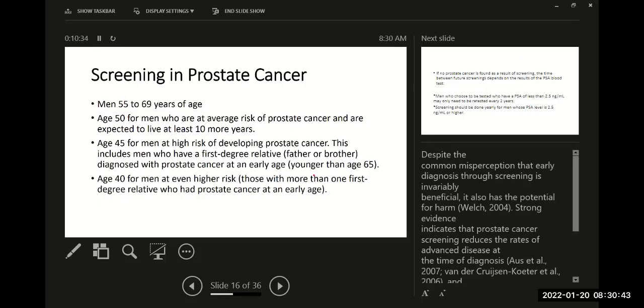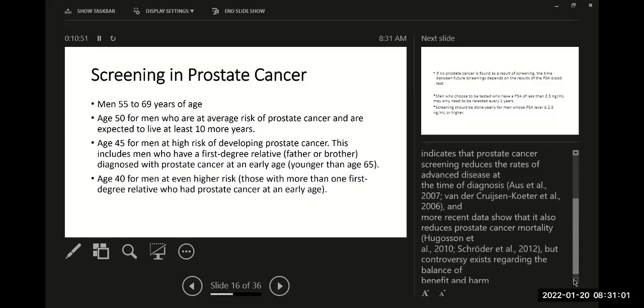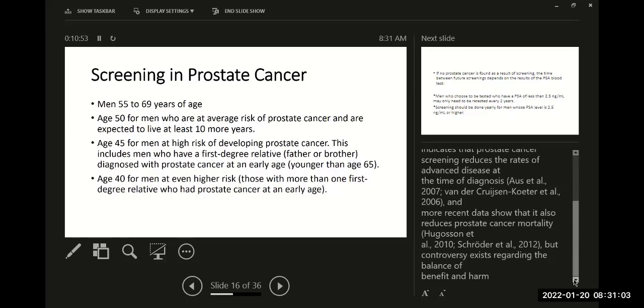Despite the common misperception that early diagnosis through screening is invariably beneficial, it also has the potential for harm. Strong evidence indicates that prostate cancer screening reduces the rates of advanced disease at the time of diagnosis. More recent data show that it also reduces prostate cancer mortality. But controversy exists over the balance of benefit and harm. So who should be screened?